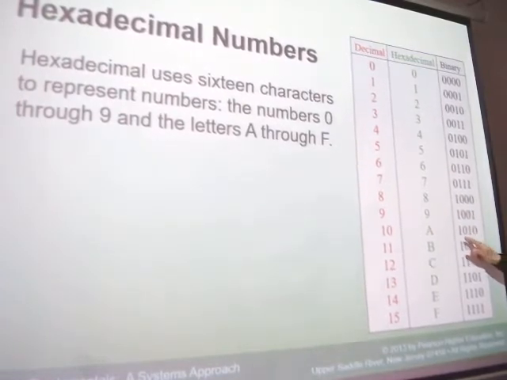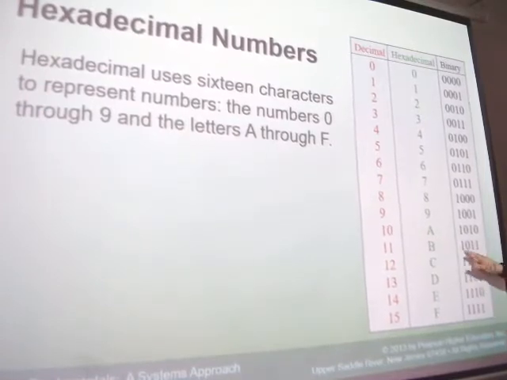8 plus 2 equals 10. 8 plus 2 plus 1 equals 11. 8 plus 4 equals 12. 8 plus 4 plus 1 equals 13. 8 plus 4 plus 2 equals 14. 8 plus 4 plus 2 plus 1 equals 15. Okay. We should remember these 16 numbers.